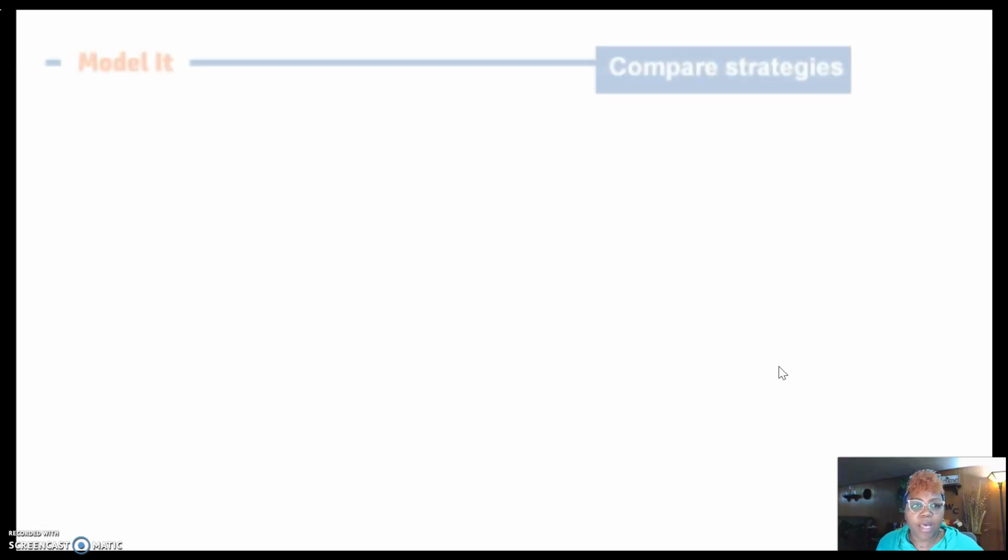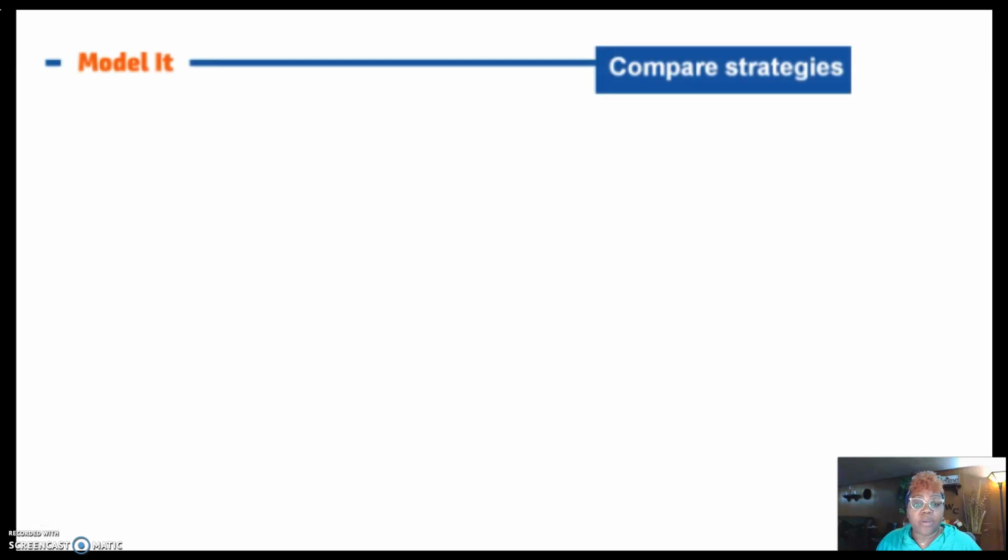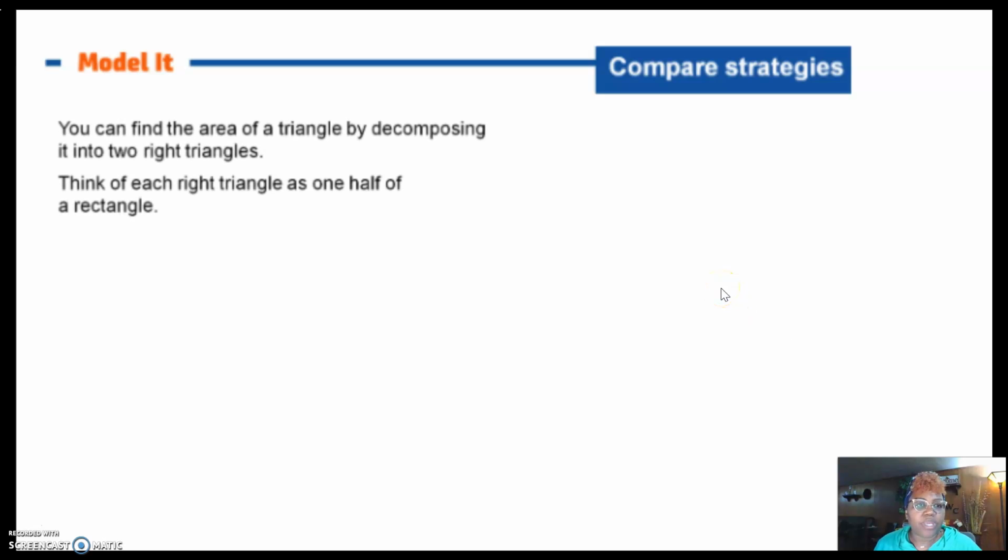All right, scholars, now that we are into talking about areas of triangles, let's stamp something in our understanding. So we're going to use that by looking at a model and comparing some strategies. The first strategy we're going to look at examines how we can find the area of a triangle by decomposing it into two right triangles. That decomposing just means to break it up. Think of each right angle as one half of a triangle. Keep that in your mind. One half of a rectangle.